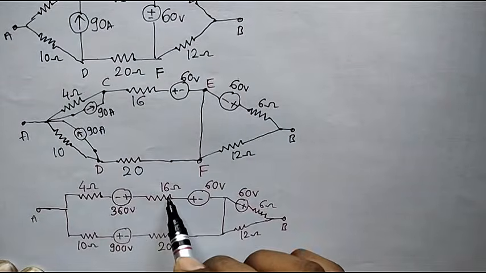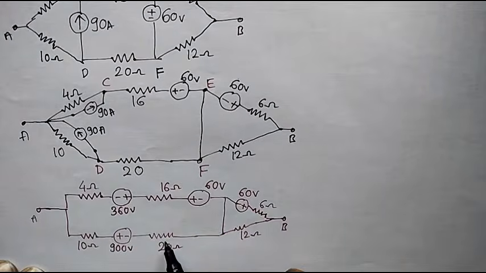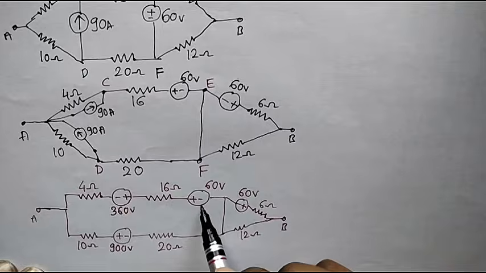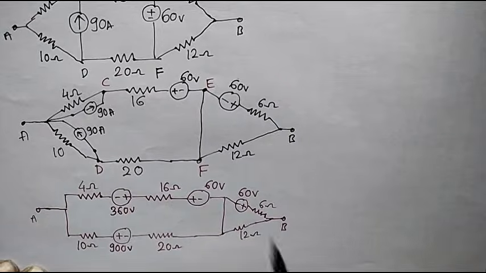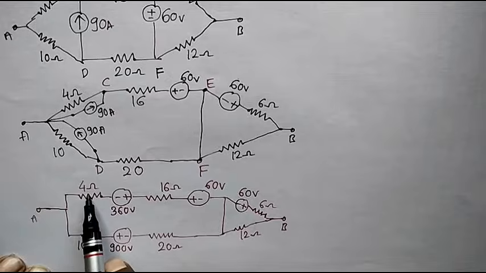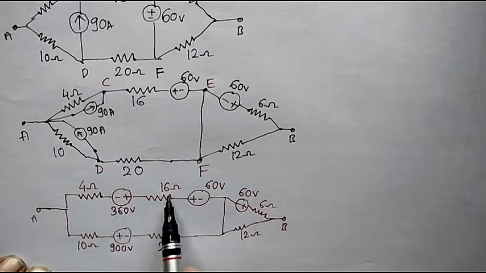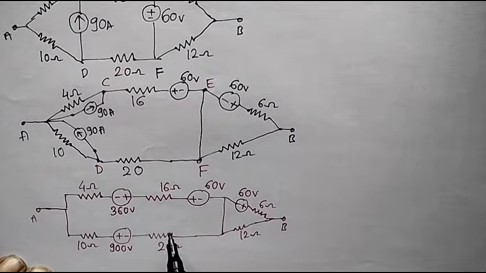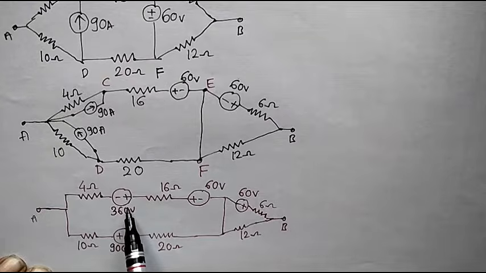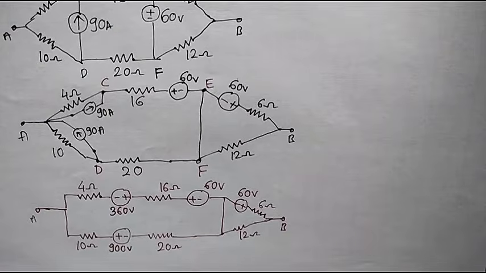The 16 ohm is connected as it is, the 20 ohm is connected as it is, and this 60 volt voltage source is connected as it is as well. This part is as it is. Now we can observe here that 4 ohm is in series with 16 ohm. 10 ohm is in series with 20 ohm. Similarly, the 360 volt voltage source is in series with the 60 volt voltage source. We can reduce this circuit further.